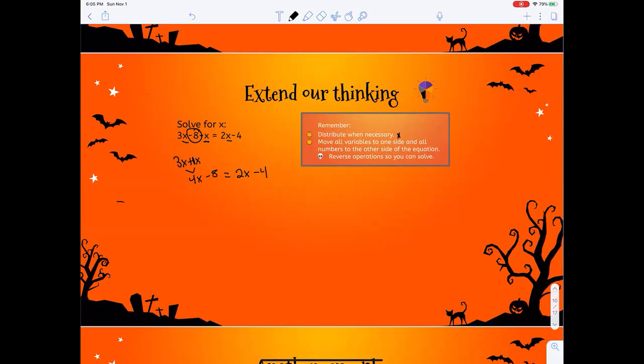If I wanted to, I could move this 4x to the right side, or I could move this 2x to the left side. Since we've been talking about keeping variables to the left, I'm just going to move the 2x to the left. And what I do is now, since this is 2x, I'm going to do the opposite, which is -2x. And I'm going to do -2x on both sides. Again, 4x minus 2x is 2x. We're just looking at the coefficients. 4 minus 2 is 2. Still have a -8. This canceled, so that's 0x. And then I still have a -4.